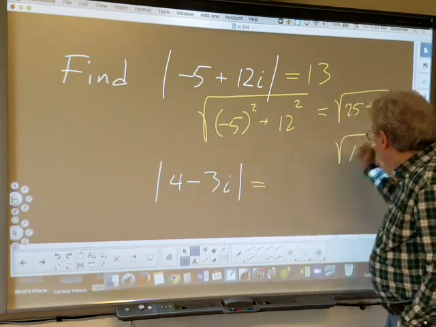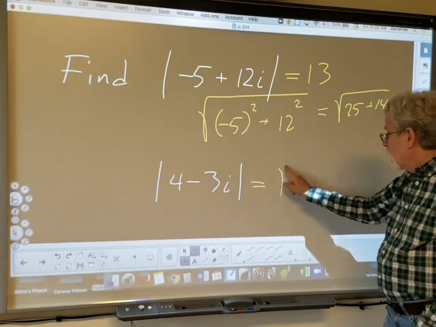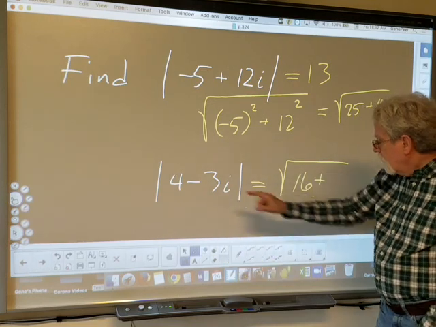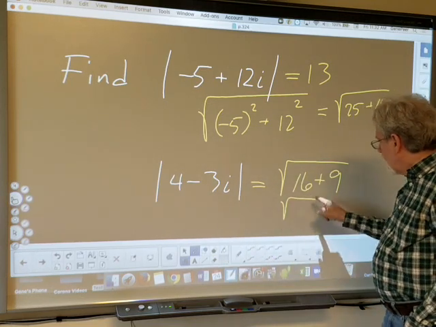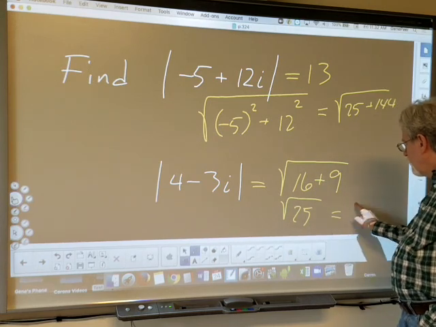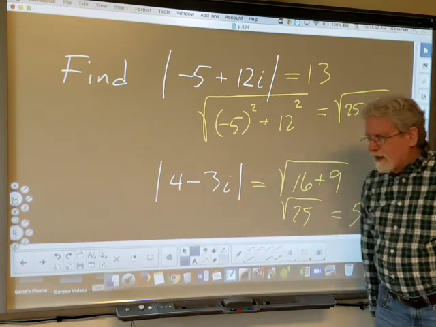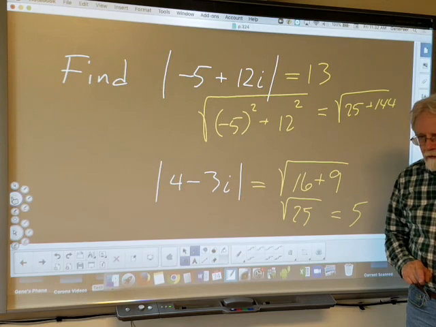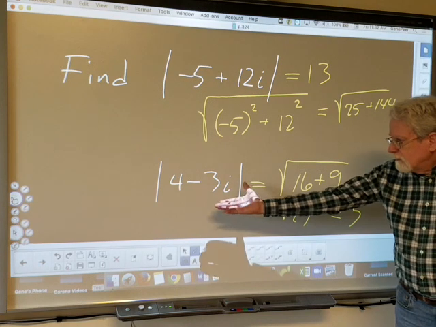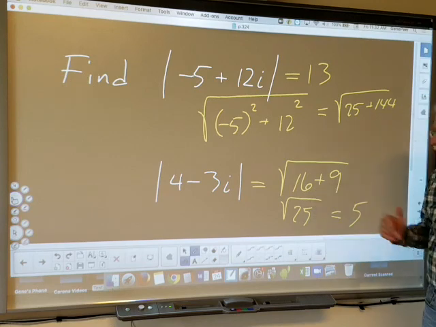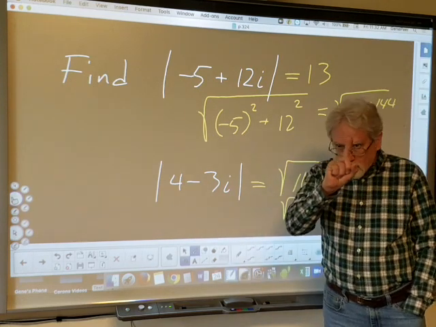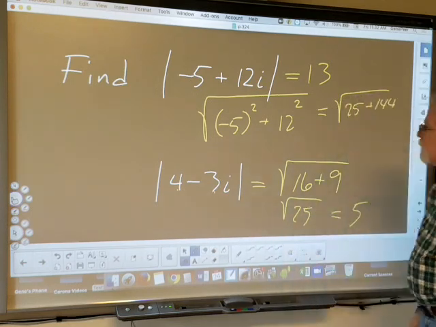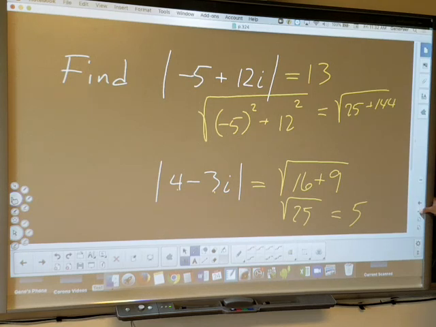All right. Once again, we take the square root of a squared plus b squared, which is the square root of 25, which is 5. 4 minus 3i is 5 units away from the origin, away from 0. Absolute value of complex numbers. We use the Pythagorean theorem. Take the square root of a squared plus b squared. Nice. 3 points on the next test for everybody, right? Right. We're done.